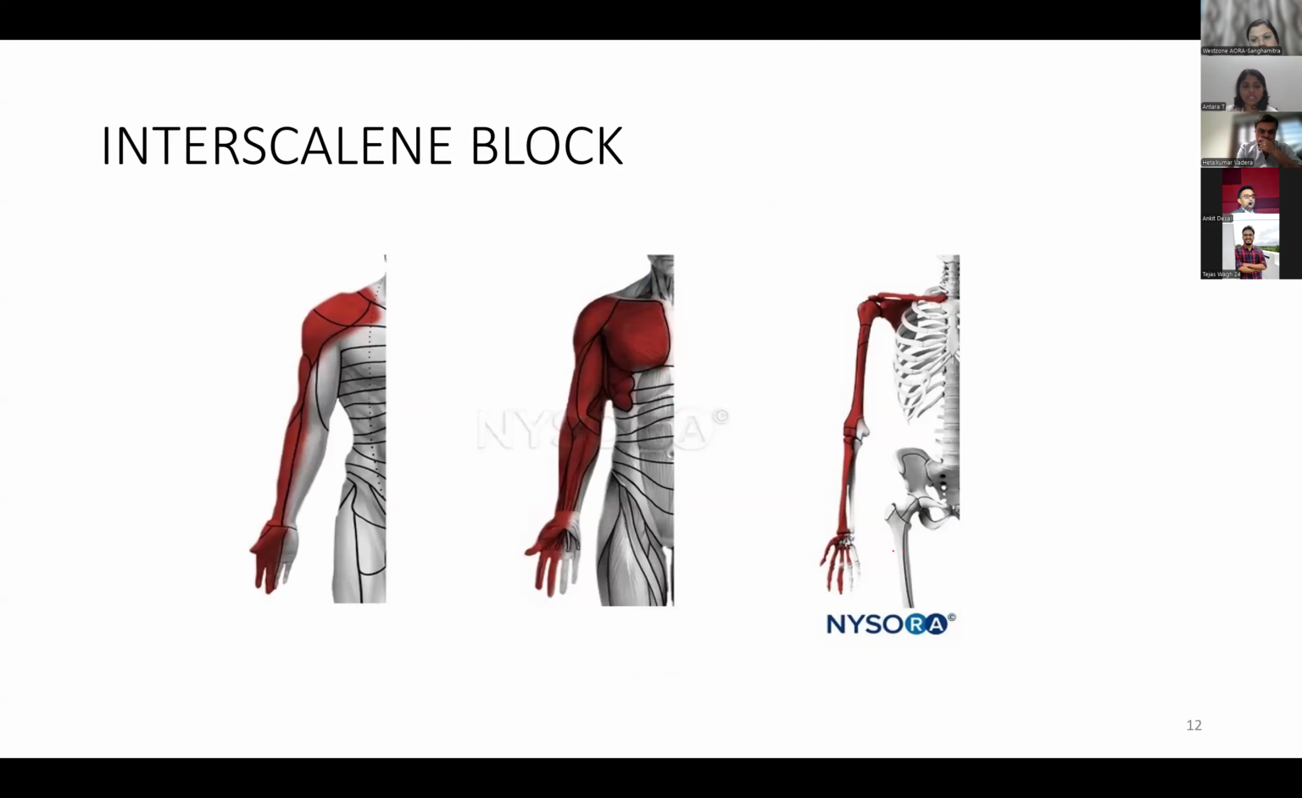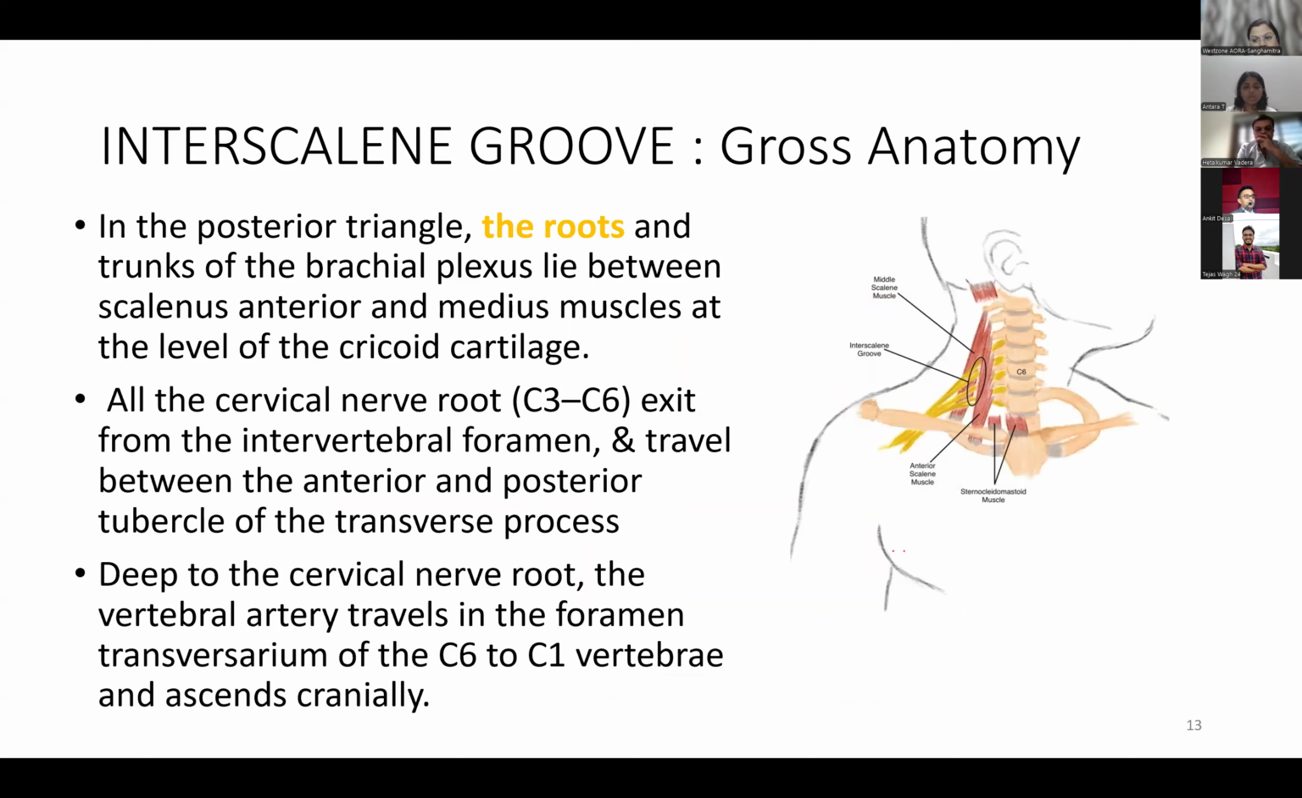So now we'll see the interscalene block first. These are the dermatomes, the myotomes, and the osteotomes that are covered under this block. The gross anatomy of the interscalene block: in the posterior triangle, the roots and trunks of the brachial plexus lie between the two muscles, scalenus anterior and medius, at the level of the cricoid cartilage.